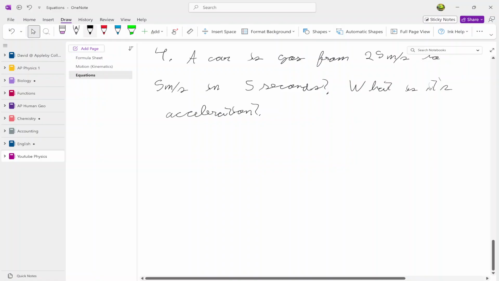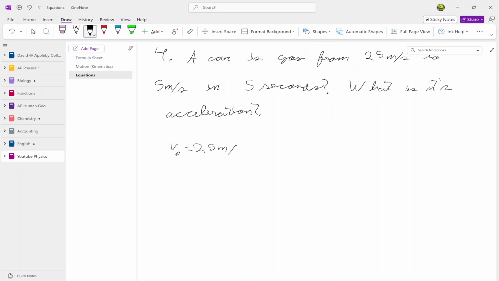So it's going from 25 meters to 5 meters in 5 seconds. What is its acceleration? Okay, perfect. So we know that initial velocity equals 25 meters per second, and then it changes to 5 meters per second. So that's its final velocity. And this all happens in a span of 5 seconds.